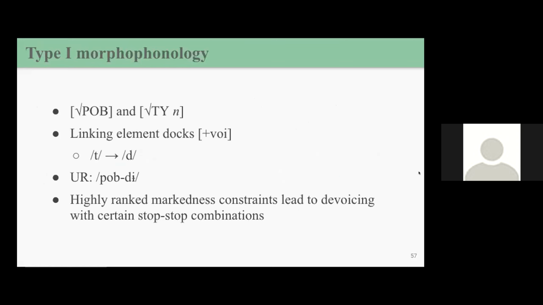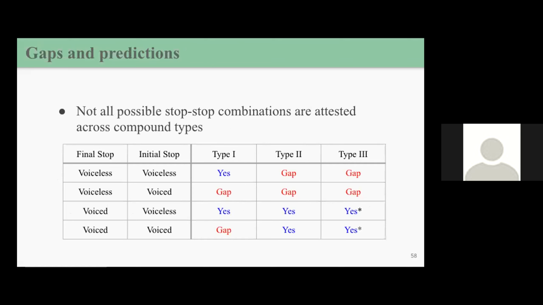It's a little more complicated with type 1, however, because I'm still saying that a linking element is docked to the following syllable or following segment, in which case you get voicing of voiceless stops in the first segment of the second element. But then highly ranked markedness constraints lead to devoicing in certain stop-stop combinations. And one problem with this is that it perfectly describes the data that I have, but there are a lot of gaps in the possible stop-stop combinations.